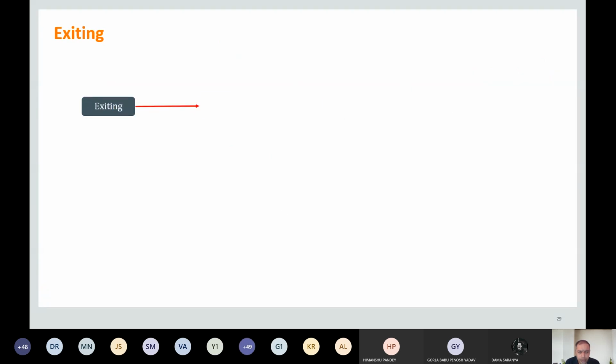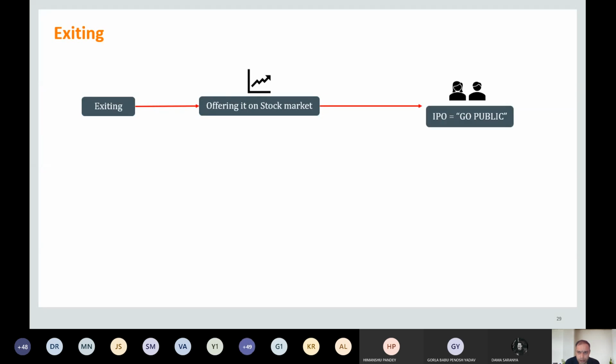The other way to exit is listing the shares on the stock market. How to do that? You can go public. So at this point, after doing the share listing process, you can go public. That is IPO. We call it going public. So how is this done? After getting your shares, you can open the shares to the public.